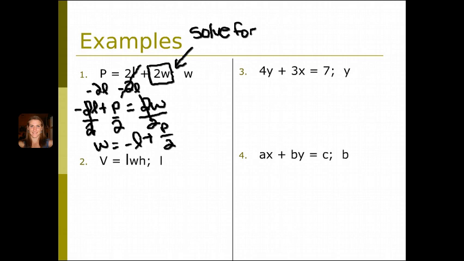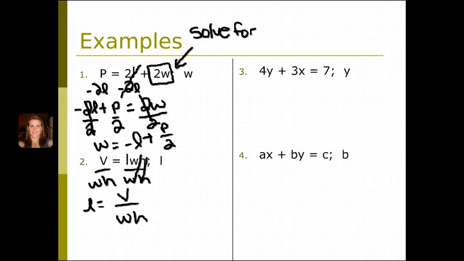For the second example, we are solving for L. Right now, L is being multiplied by W and H. The opposite of multiplying by WH is to divide by WH. Whatever you do to one side, you have to do to the other. So we're left with L equals V over WH. Not that bad, huh?